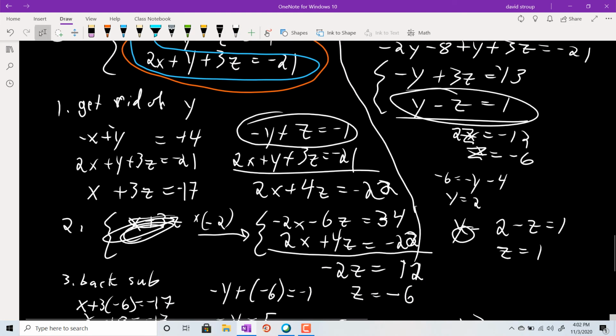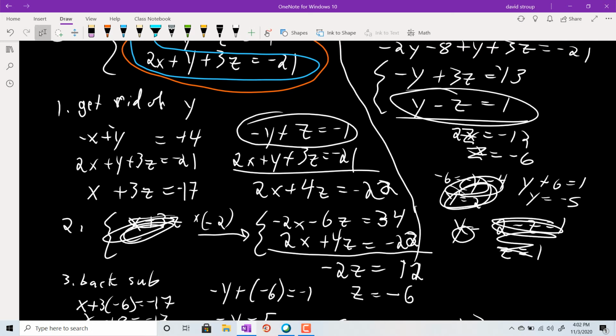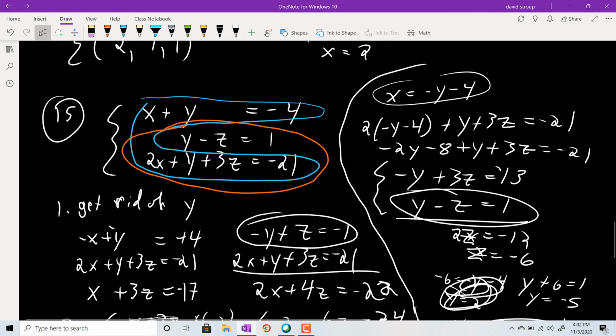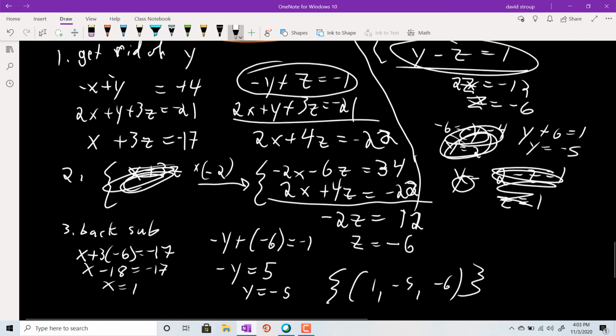So then I could go back to the y minus z. So y, that'll become plus 6 is 1. So y is negative 5. And then, what do we need? X. So x equals negative y minus 4. X equals negative negative 5, which is 5, minus 4, which equals 1.